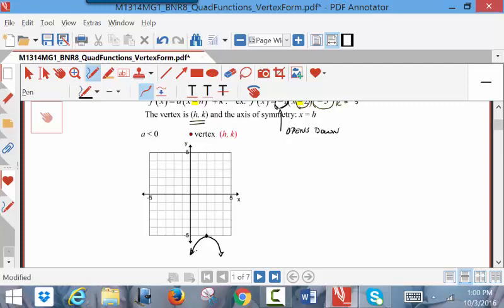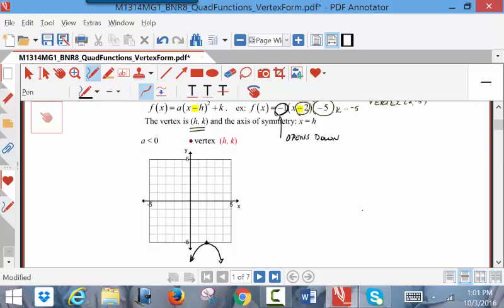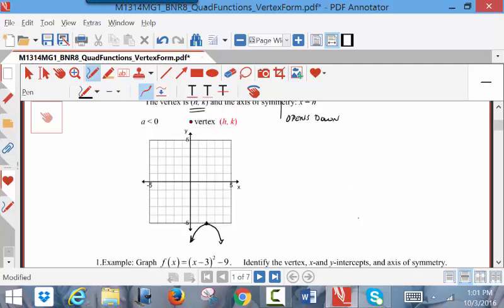Okay, so that would be it. 2, -5, and it is opening down. Now, every parabola has the mirror image across its line intersecting down the middle of it. So in other words, if I draw a line through the vertex, cutting the parabola in half, the parabola is a mirror image over that line.